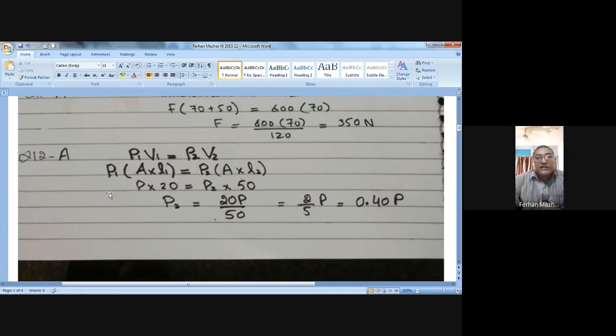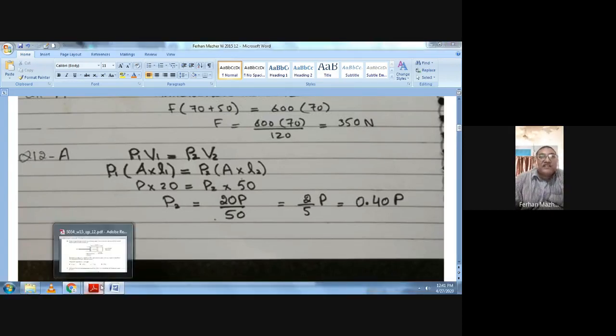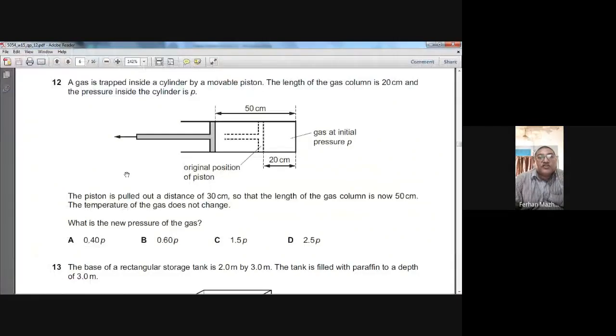P multiplied by length 1, which is 20, equals P2 multiplied by length 2, which is 50. If you make P2 alone, the 50 will go to the other side, downstairs. So we will have 20P by 50, which is 2 by 5 P. It will be 0.40P. So the option is A. I hope you understand this. Question number 12, the answer is A, 0.40P.